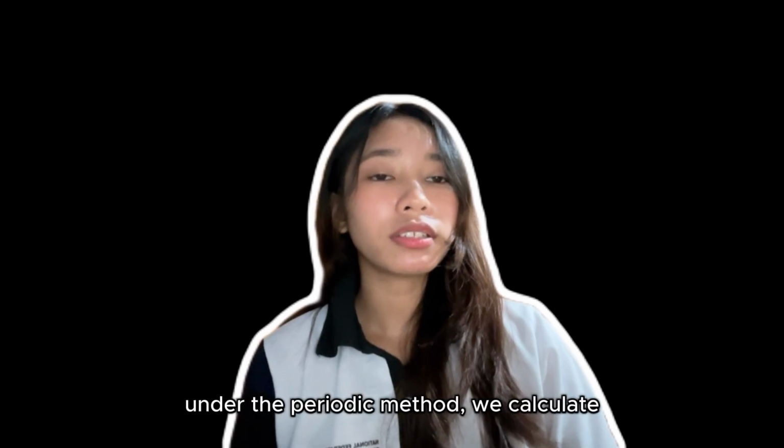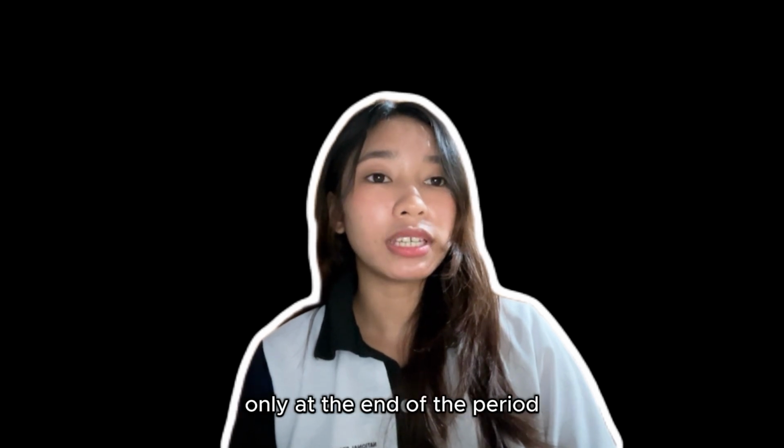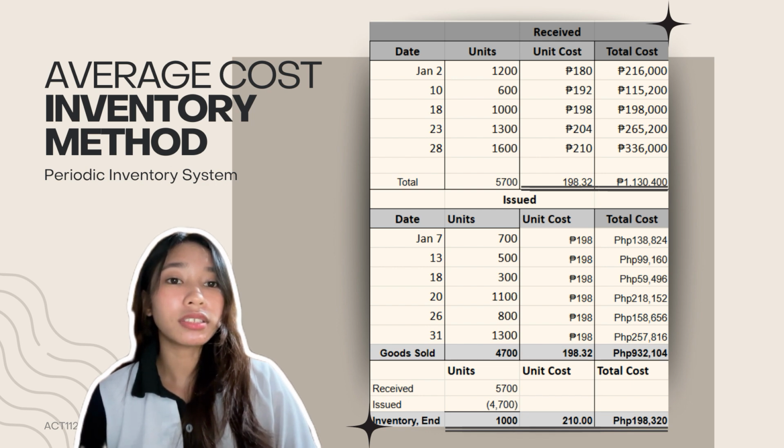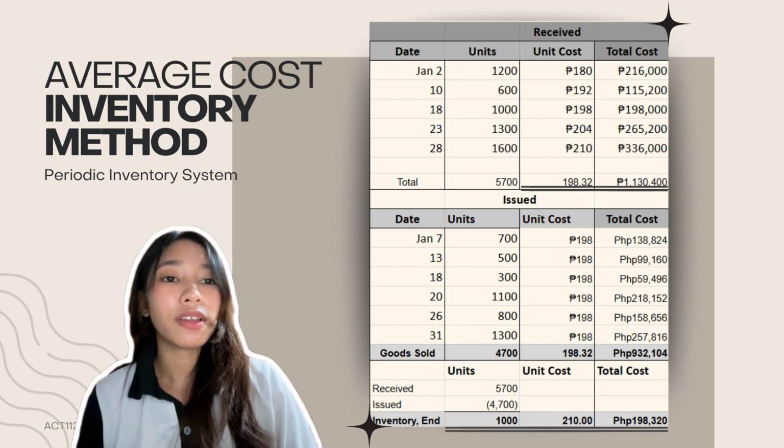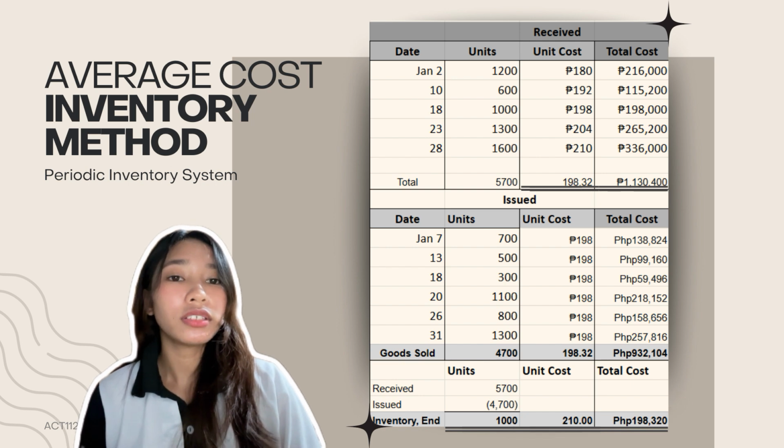Under the periodic method, we calculate the cost of goods sold and ending inventory only at the end of the period. The weighted average method requires us to determine a single average unit cost based on all purchases made during the month. In total, Slatkin Incorporated purchased 5,700 units with a combined cost of 1,130,400 pesos. Next, we determine the average unit cost. To do that, we divide the total cost by the total number of units purchased. That's 1,130,400 pesos divided by 5,700 units, which equals 198.32 per unit. Now we move to total units sold.